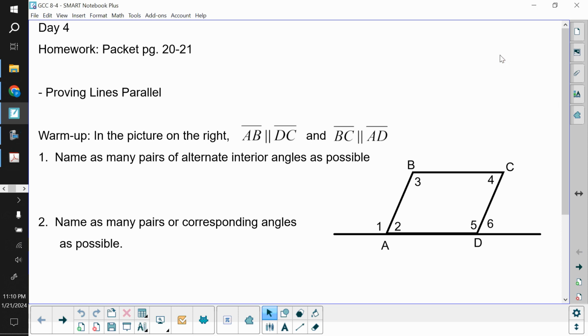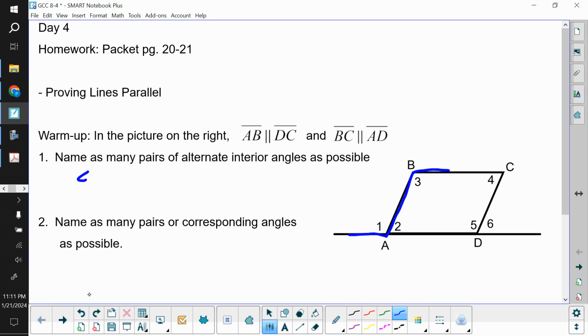All right, alternate interior angles, we're looking for the zigzag. Now we have two sets of parallel lines. We have the top and bottom parallel and the left and the right parallel. So we could do a zigzag with the top and bottom going this way, and that would then give us angle 1 and angle 3 as a pair of alternate interior angles. Now, because we had parallel lines, we know that they are congruent, but it didn't ask us to state they're congruent. We just wanted to list the pairs.